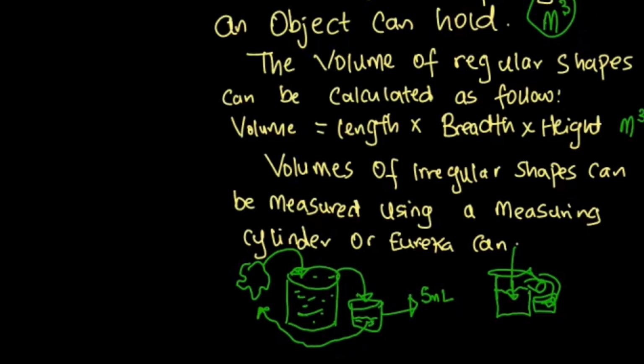Why? We can't tell the length from the breadth from the height, so we simply drop them in a measuring cylinder or a Eureka can. So the volume of water that flowed out is equal to the volume of the substance, or that irregular shape, that you dropped into the measuring cylinder or the Eureka can.